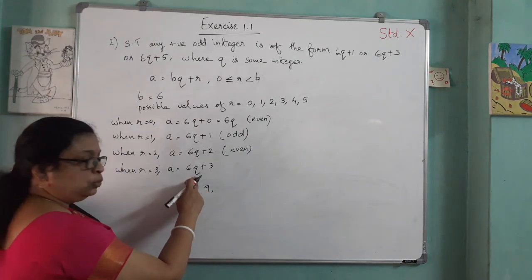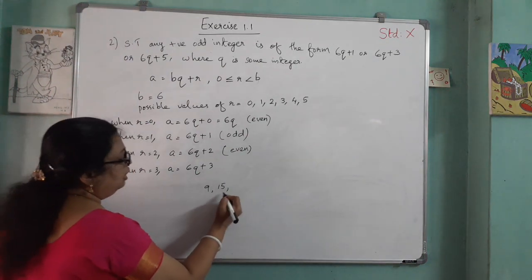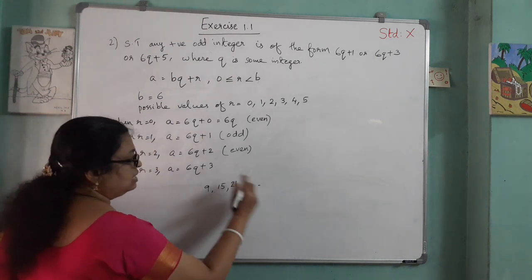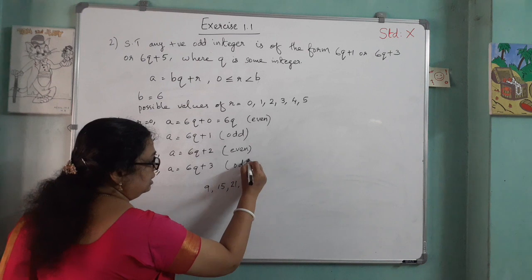And then q equal to 2, 12 plus 3, 15. q equal to 3, 18 plus 3, 21. In this way, these all are again odd integers.